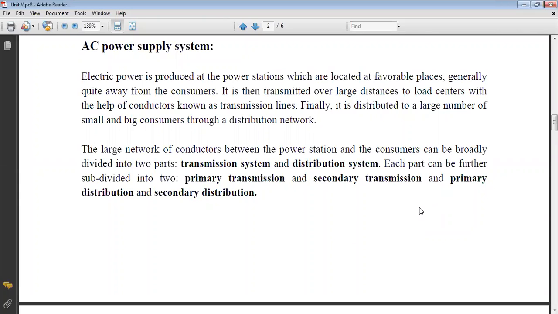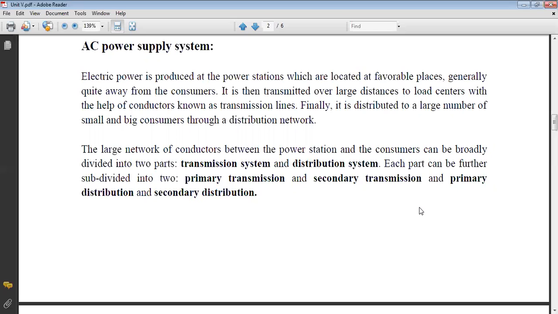The large network of conductors between the power stations and the consumers can be broadly divided into two parts. First part, the transmission system, and the second one, the distribution system. After generation, how the power comes to our home or the consumer is divided into two parts, the transmission system and the distribution system.